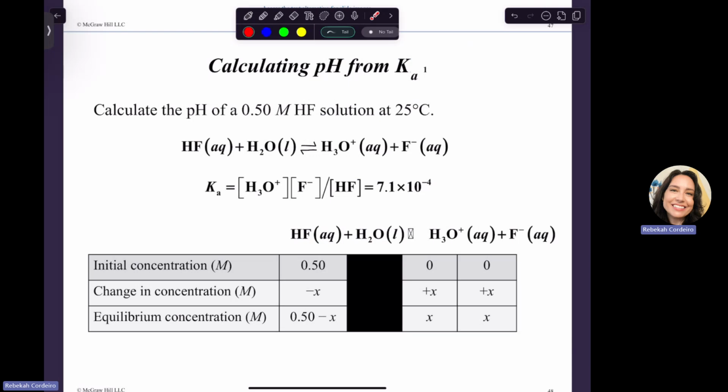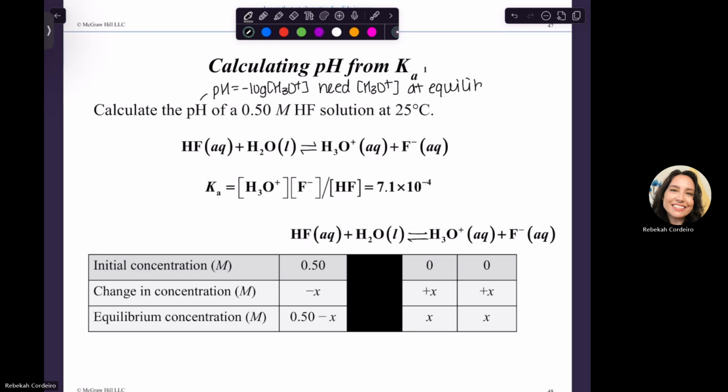So if I tell you, hey, what's the pH of this much hydrofluoric acid? Well, hydrofluoric acid we know is weak. How do we know it's weak? It's not one of our strong ones we memorized. And what am I asking you to find? I'm asking you to find pH. What's the formula for pH? Formula for pH is the negative log of hydronium concentration. So what do I need to get pH? I need hydronium ion concentration at equilibrium. So basically, I'm asking you, what is the hydronium concentration at equilibrium?